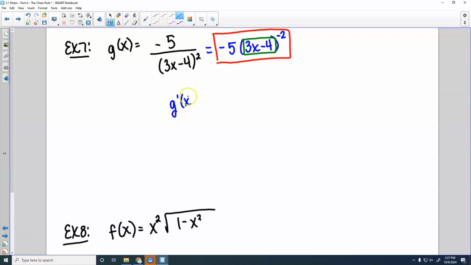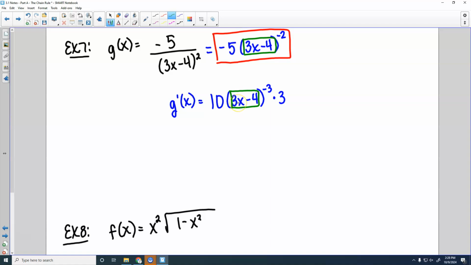Somebody want to try this one? I'll try it. All right, go for it, Xander. 10 times 3x minus 4 to the negative third times 3. Perfect. Very good.